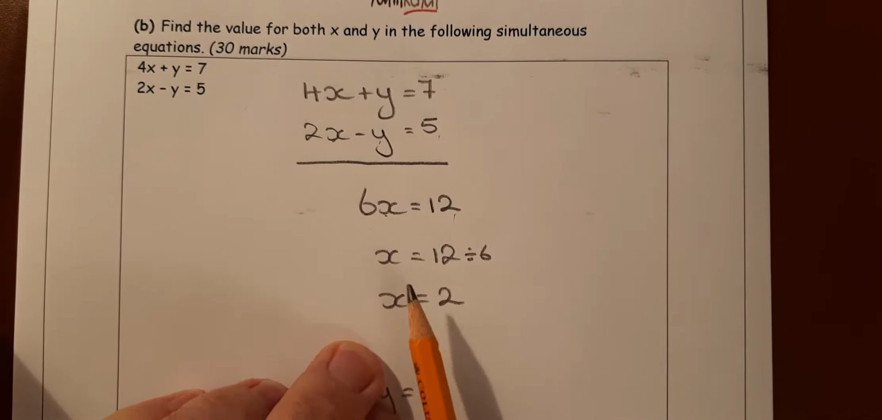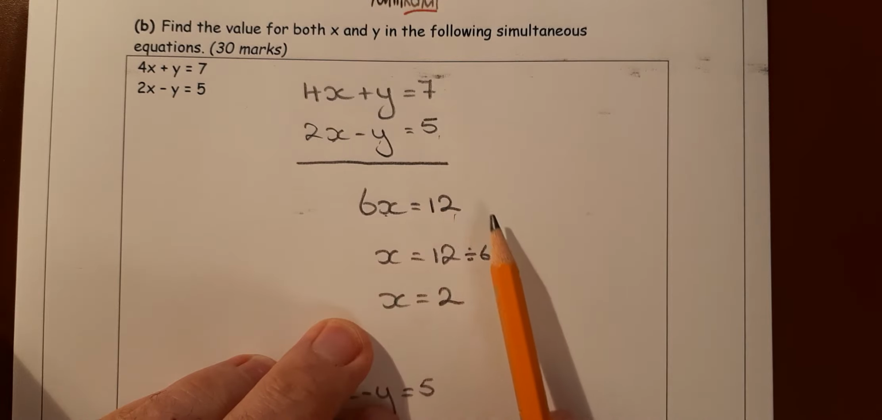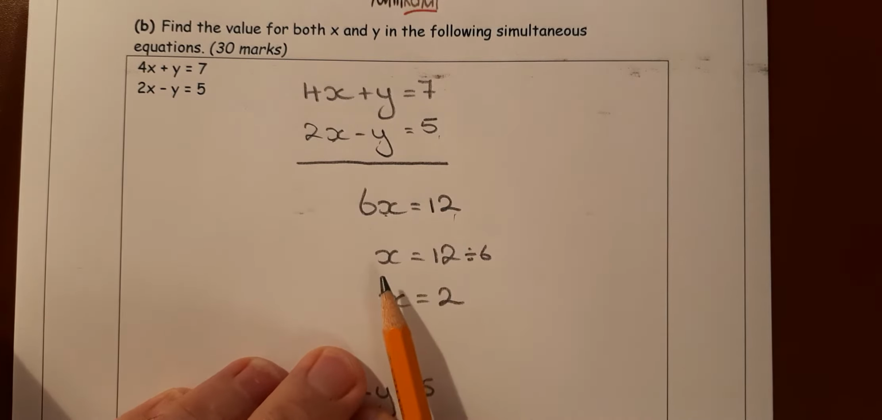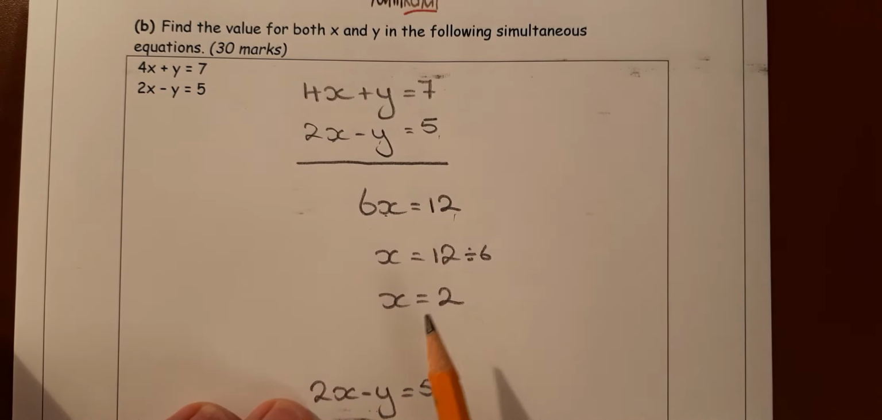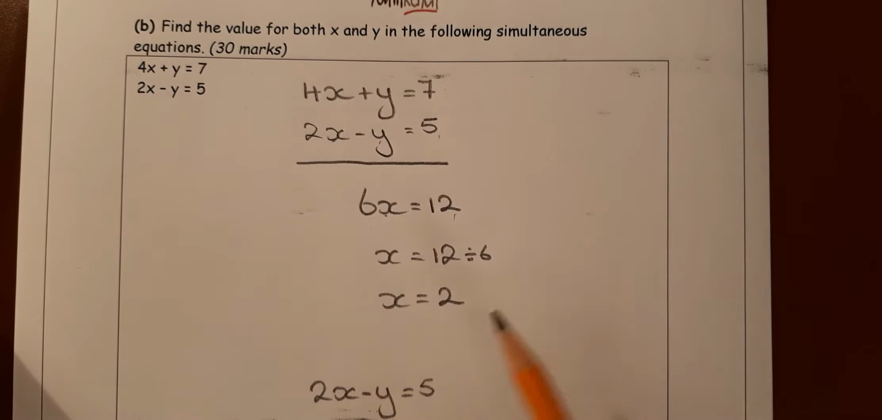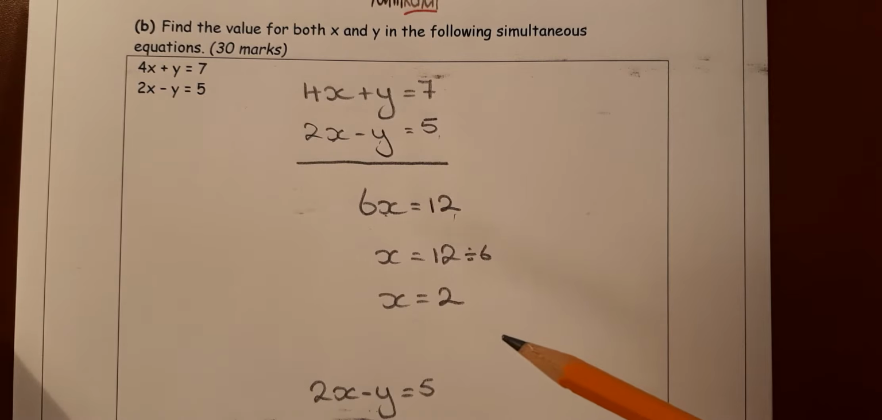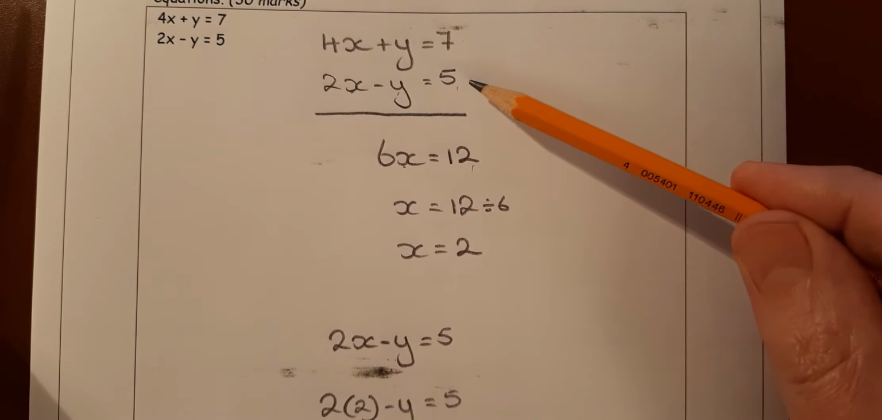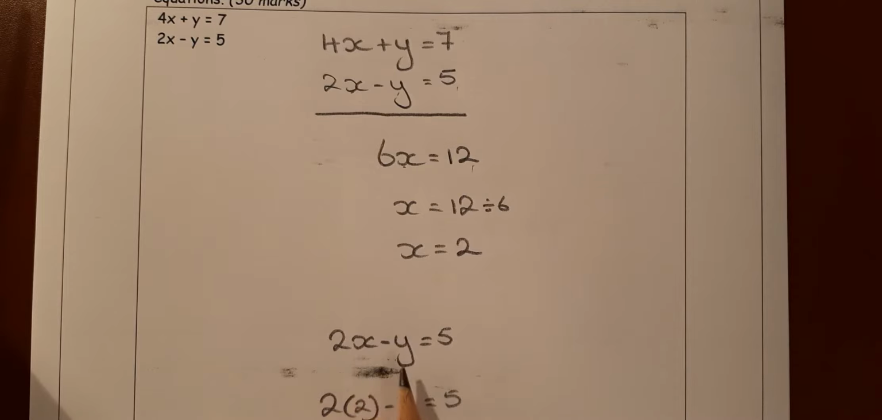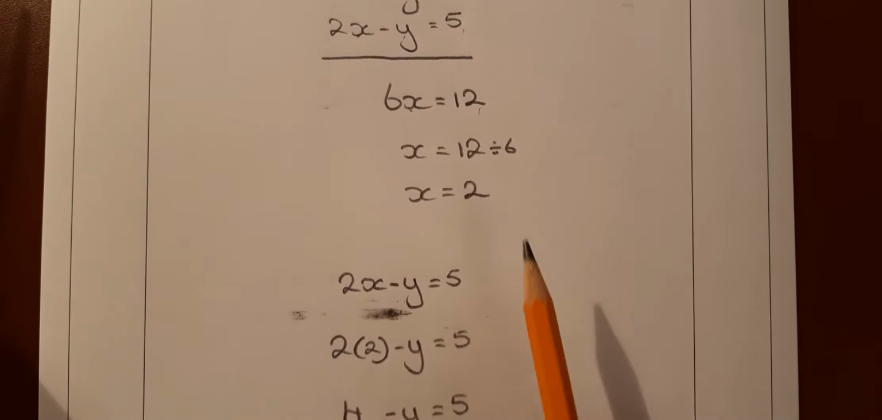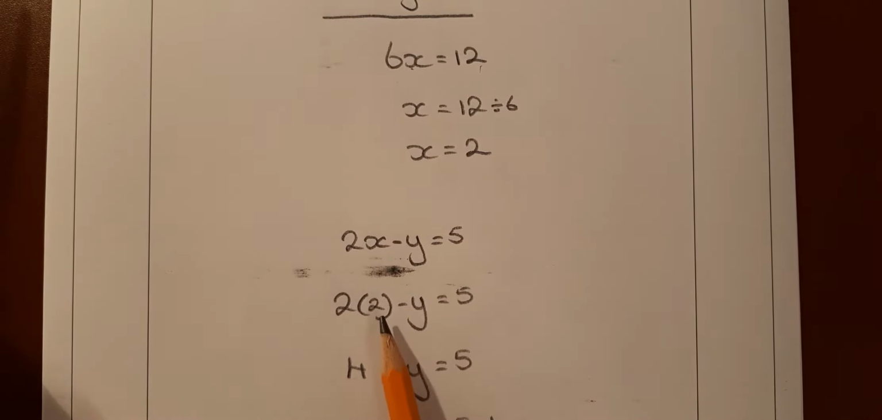Again, we need to isolate the x, so we move the 6 across the equal sign, it becomes a divide, so we get x equals 12 divided by 6, x equals 2. Now that we've found the value for x, we can select either one of these simultaneous equations and substitute in the value for x. So I've picked 2x minus y equals 5. So 2x minus y equals 5. Subbing in the 2 into the position of the x, I get 2 multiplied by 2 minus y equals 5. So now I have 4 minus y equals 5.